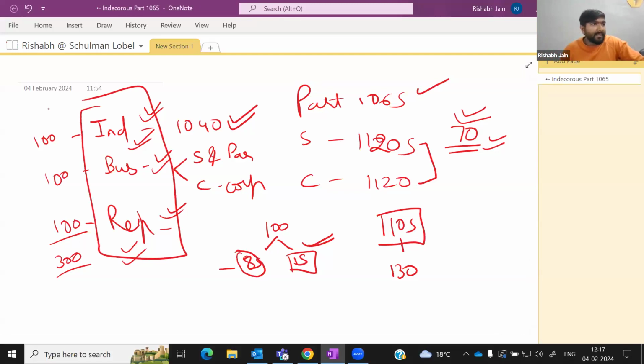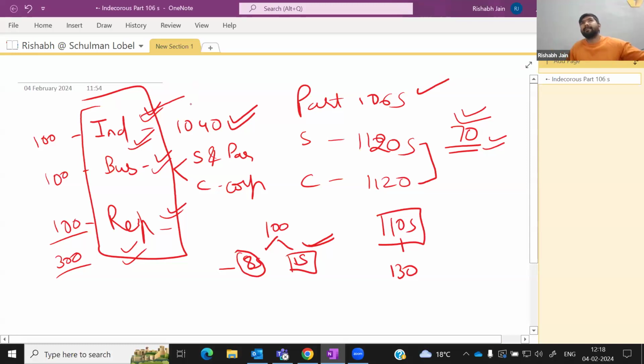Let me check. Passing ratio per paper is completely different. It depends, so I'll give you a hint. Individual has a passing ratio of around 55% plus. Representation has the highest, around 65% plus, and business ranges from 45 to 50%. This is the passing percentage.